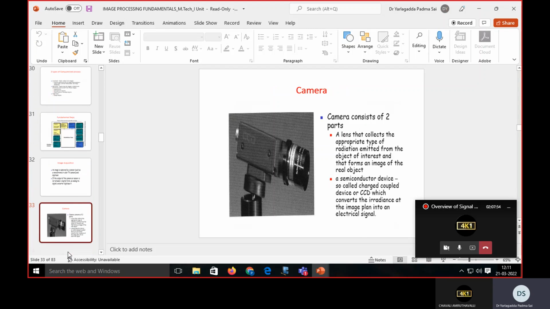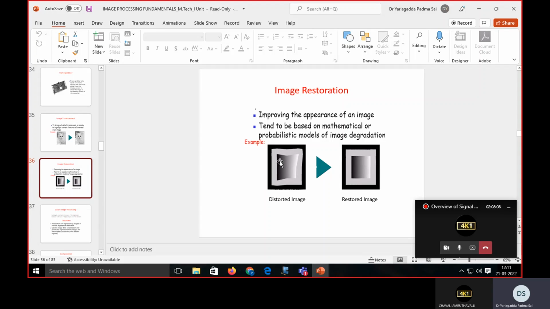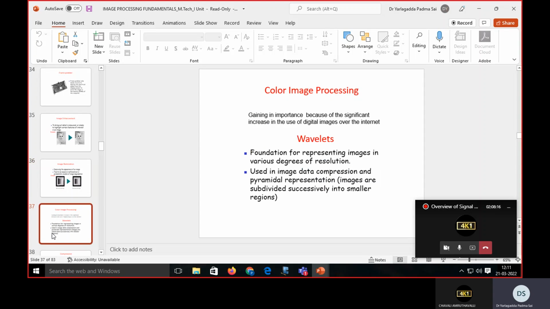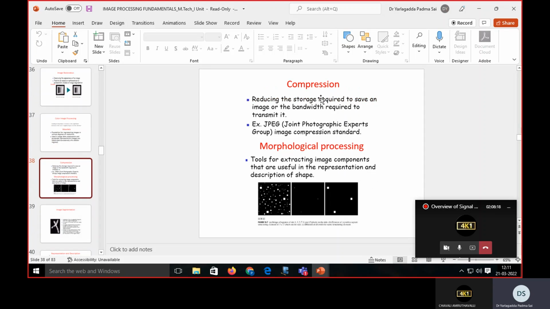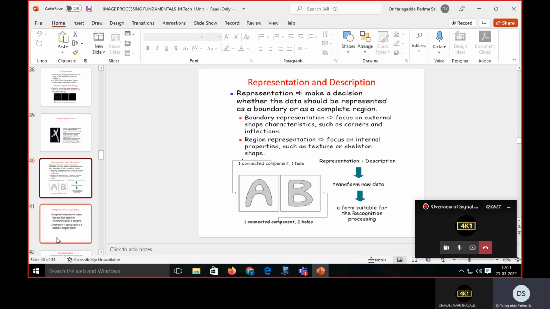Let me show you, suppose enhancement. This is your object image. After doing enhancement, see the clarity of the image. Image restoration: this is degraded, and when you apply some filters, you are able to restore. And color image processing and compression you also have. Each one is 1 unit. Time is not sufficient, I only want to show.